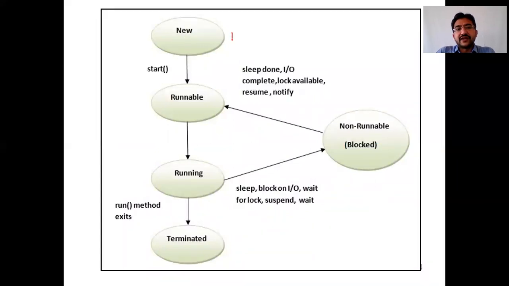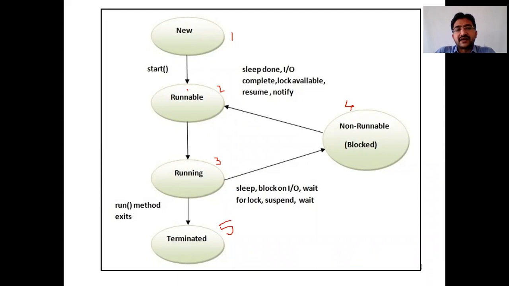These are the states here: new, runnable, running. This is blocked, also called non-runnable, and terminated. Terminated means stopped or dead, based on the terminology. As I already said, the terminology may have changed, but the functionality is the same.